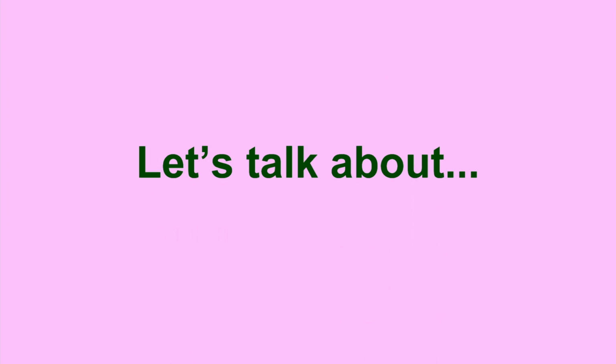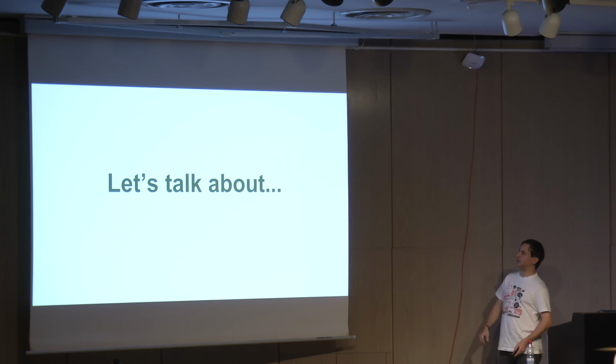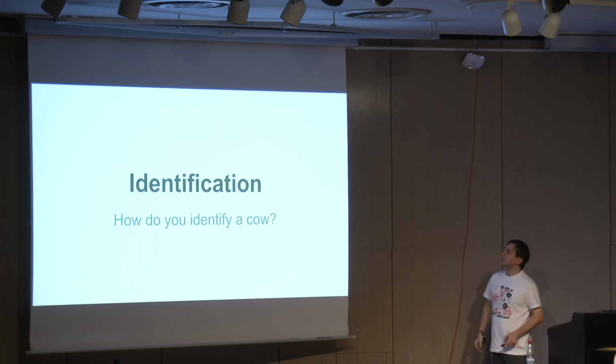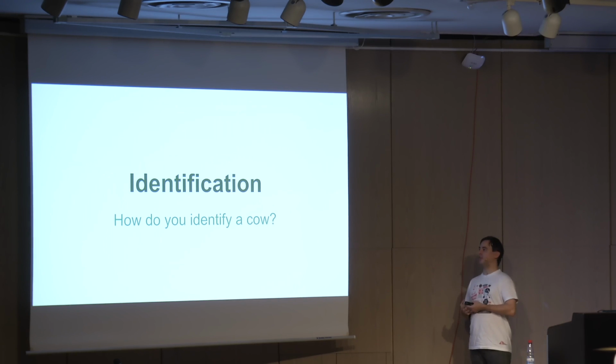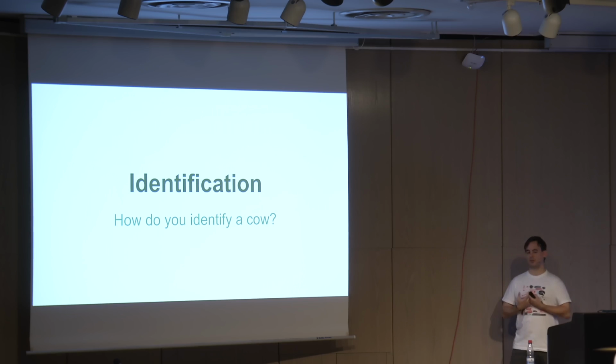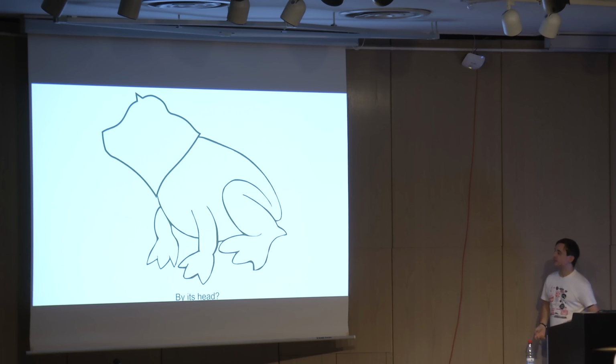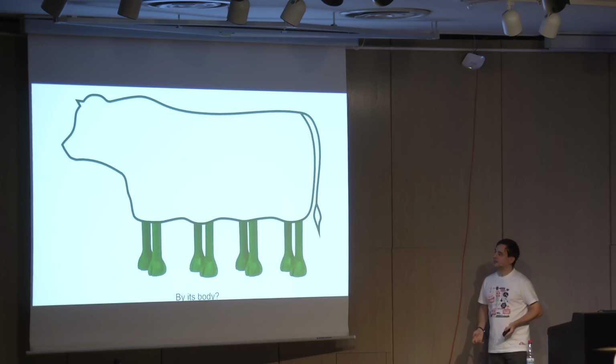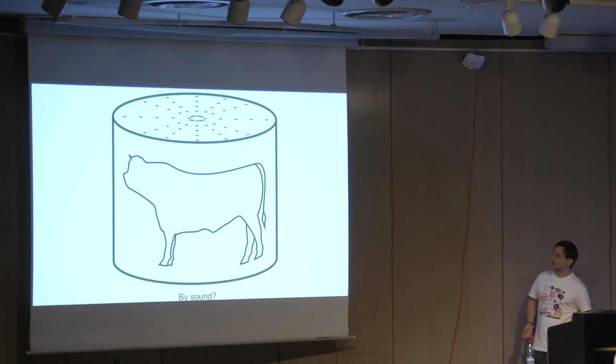So let's not go too deep into the technical details, and let's go a bit back to the fundamentals, and let's talk about cows. So, how do you identify a cow? How would be the possible ways to identify a cow? And of course, we can apply the same model to files somehow. Is it by head? Is it by the body shape? Is it by the sound?